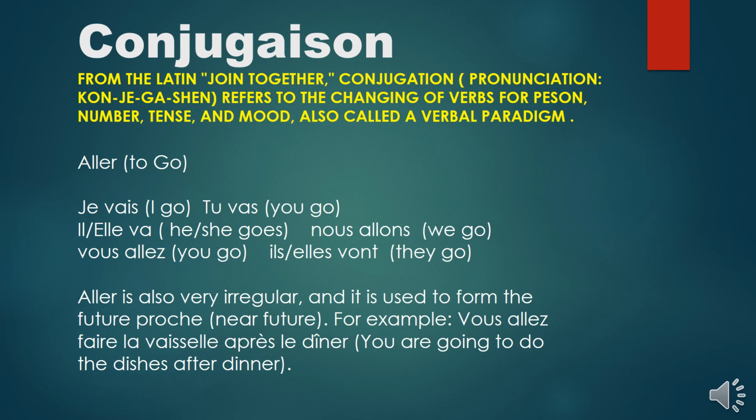You see, it has changed completely from aller to vais. Je vais. So repeat after me. Je vais. So je vais, that is I go. Then if you come to tu, it says tu vas. So repeat after me. Tu vas. So you see also there it changes. And tu with the verb means you go.